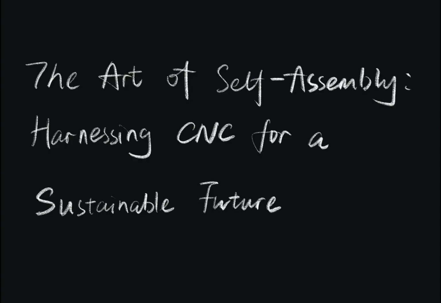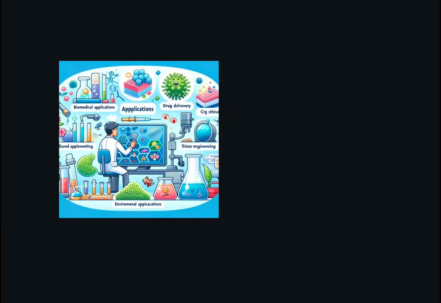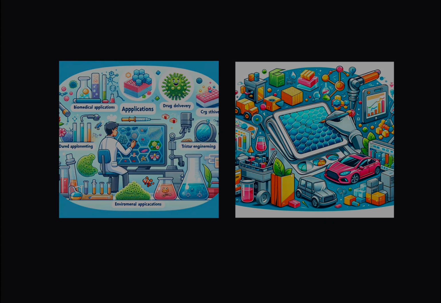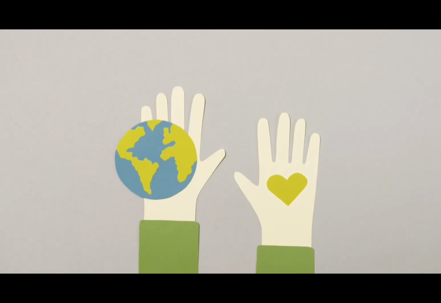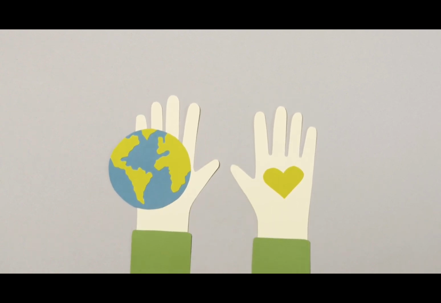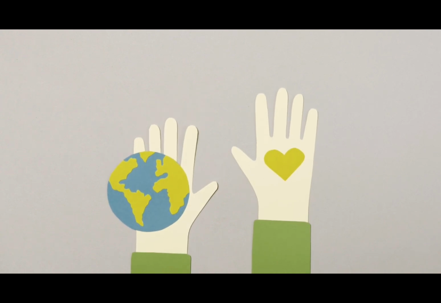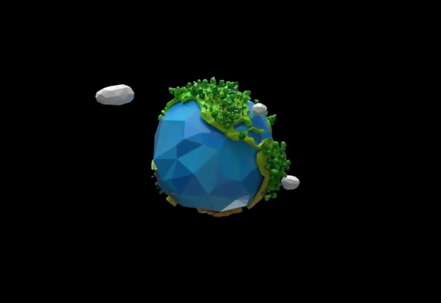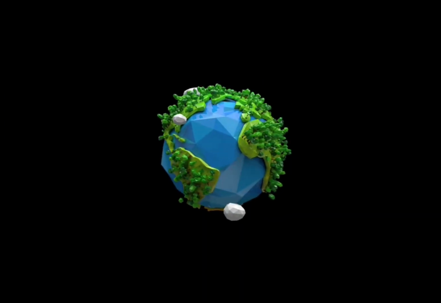The art of self-assembly, harnessing CNC for a sustainable future. Cellulose nanocrystal self-assembly opens new avenues in sustainable materials. Combining biodegradability with advanced functionality, research is advancing their use in biomedical applications, balancing eco-innovation with industrial scalability. CNC self-assembly is key to pioneering sustainable solutions.